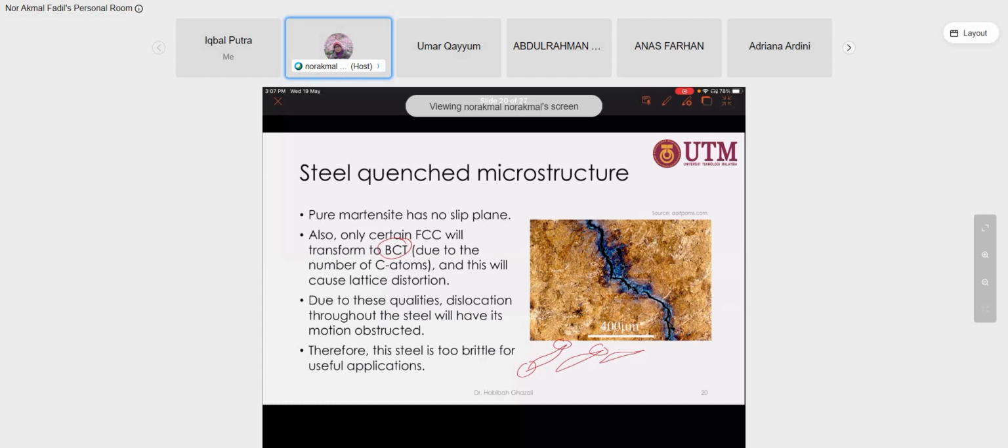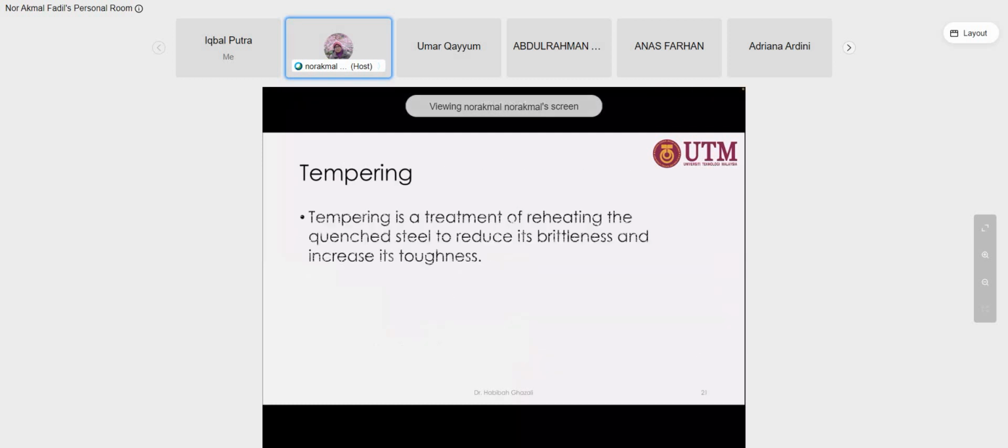It is forming a needle-like structure, and the sharp tip is a stress concentration, and it will cause a crack formation, a crack initiator, and the next is crack propagation, and so forth, the failure. All right, so that's the reason we need tempering.